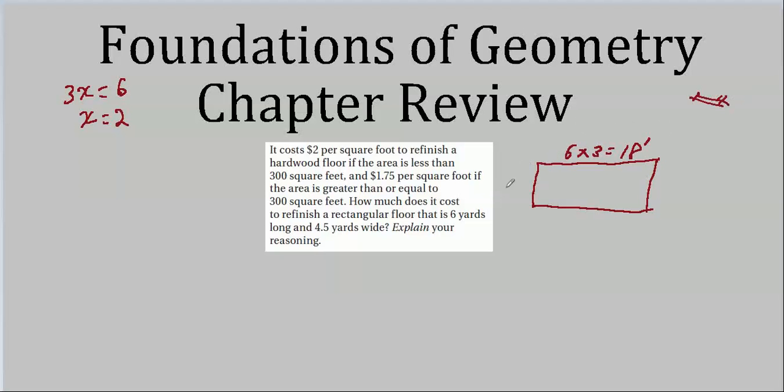Down here we get 4.5 yards. So that's right, 4.5 times what? Well, times 3, of course. 3 feet in a yard. So that's 12 and 1.5. Should be 13.5 feet.